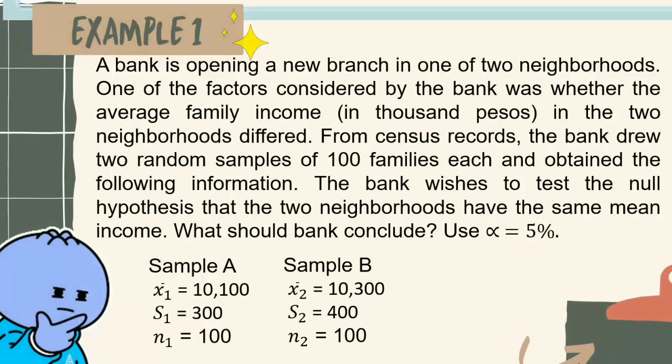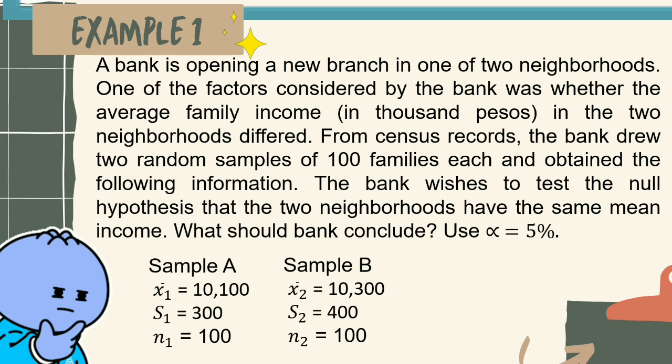Let's have the first example. A bank is opening a new branch in one of two neighborhoods. One of the factors considered by the bank was whether the average family income in 1,000 pesos in the two neighborhoods differed. From census records, the bank drew two random samples of 100 families each and obtained the following information. The bank wishes to test the null hypothesis that the two neighborhoods have the same mean income. What should the bank conclude? Use alpha equal to 5%.